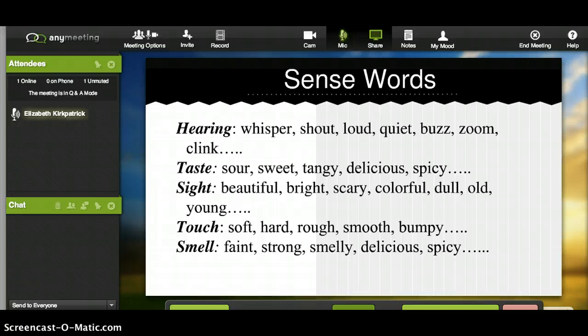So as you see, when you use sense words and you describe a scene using these sense words, we can picture something even clearer in our mind than if we just said it was dark outside. Right. So if we say it was scary and dark, then we have a different feeling than it was just dark.